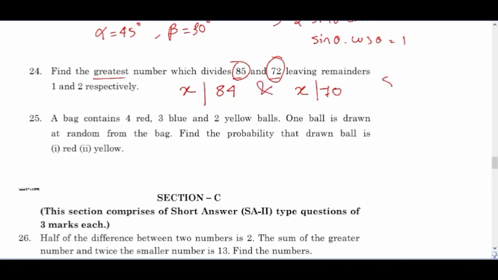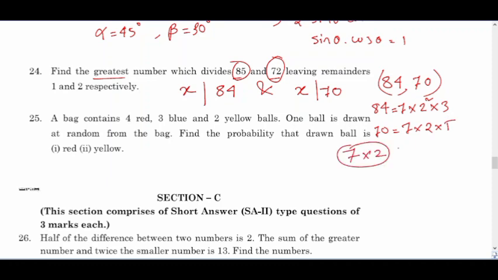That means what? We need the highest common factor of 84 and 70. Okay, what will be the highest common factor of 84 and 70? For 84, I will do prime factorization: 7 into 12, that means 2, 2 and 3, and 70 is 7 into 2 into 5. So the highest common factor will be 7 into 2. That is 14. Okay, your answer here is 14. Okay, very very simple question. Fine. Next.